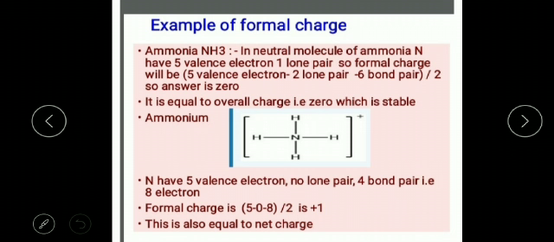Next is the ammonium ion. The formula is NH4 plus. Here the nitrogen has 5 valence electrons, no lone pair of electrons, and there are 4 bond pairs, that is 8 electrons. So the formal charge will be 5 minus 0 minus 8 divided by 2, then the answer is plus 1. This is also equal to the net charge. So on the basis of formal charge, we also conclude that the ammonium ion has a plus 1 charge.